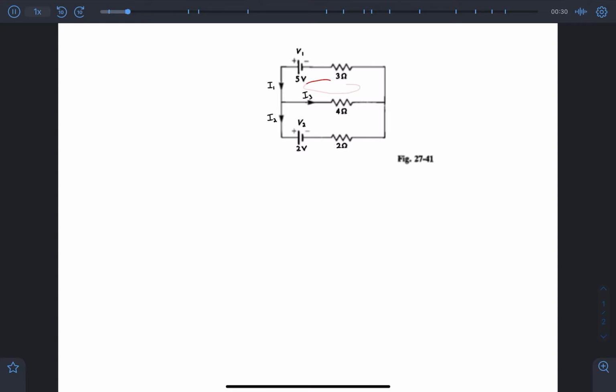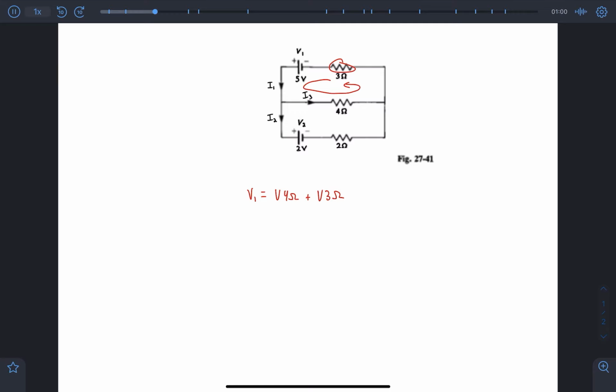Starting with the top loop, on the left-hand side, we have our V1, which is our voltage added to that loop. And then we can set that equal to the voltage drop across the 4 ohm resistor. So we can say V4 ohm plus the voltage drop across the 3 ohm resistor.